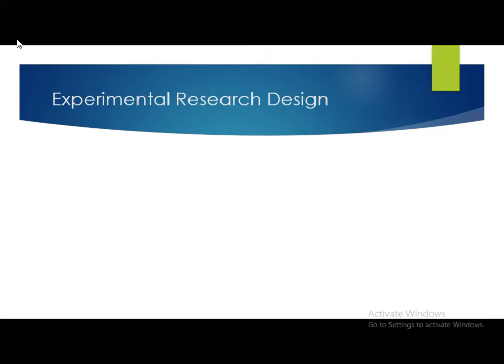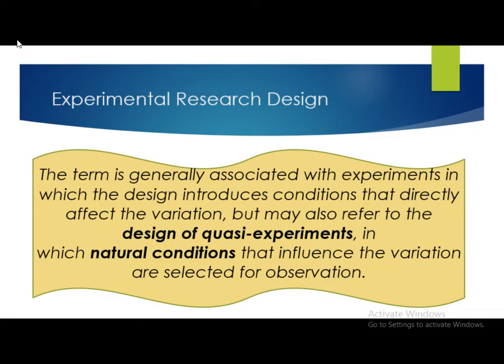The design of experiment, DOE or experimental design, is the design of any task that aims to describe or explain the variation of information under conditions that are hypothesized to reflect the variation. The term is generally associated with experiments in which the design introduces conditions that directly affect the variation, but may also refer to the design of quasi-experiments, in which natural conditions that influence the variation are selected for observation.